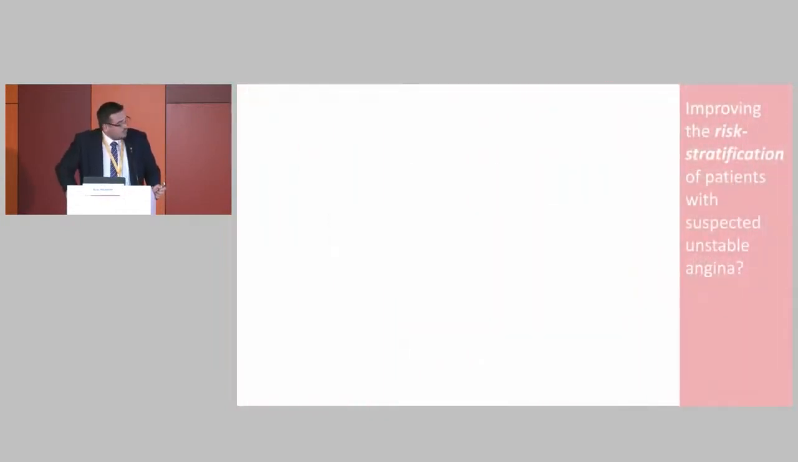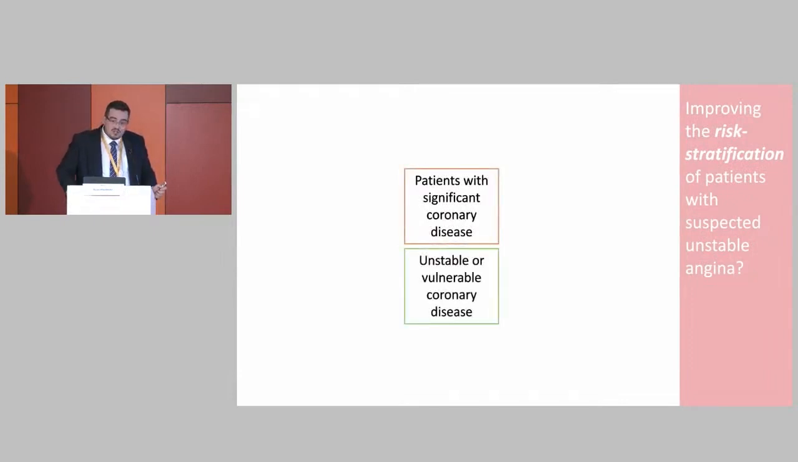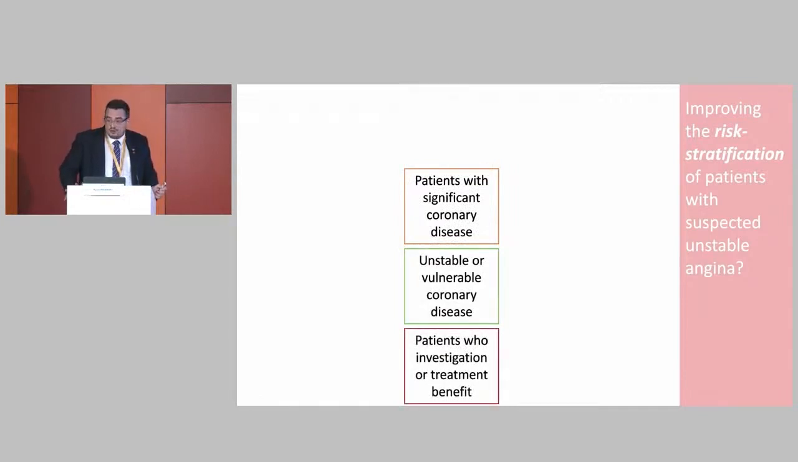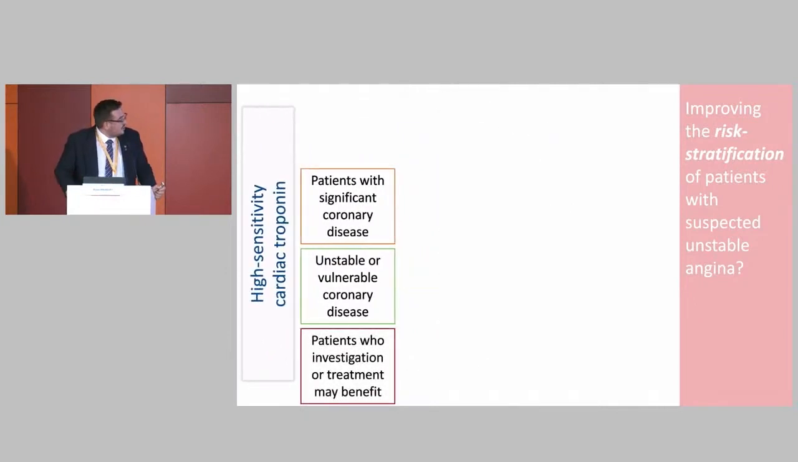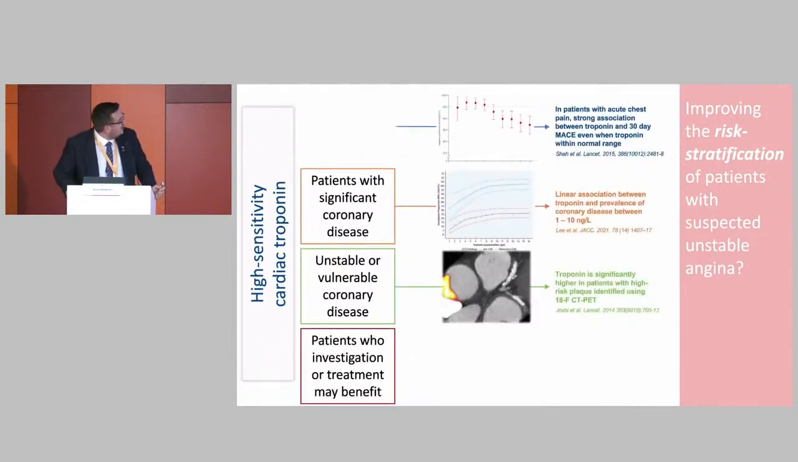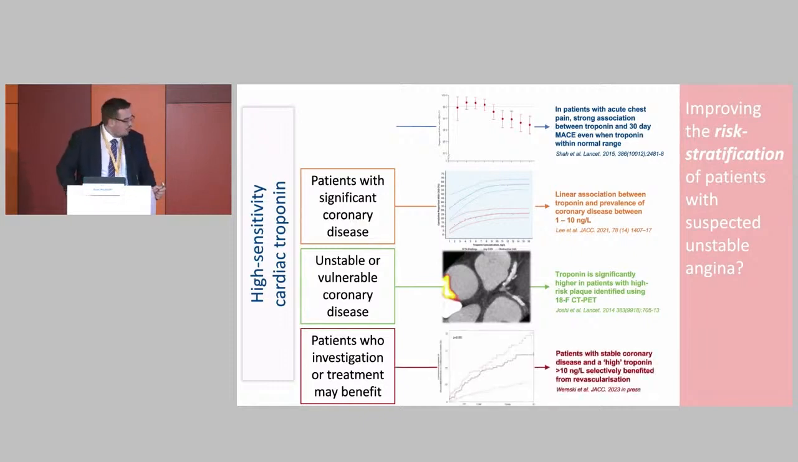Well, any diagnostic tool or any way we could use to risk stratify these patients must be able to identify patients with significant coronary disease, but also identify patients who have vulnerable coronary disease that we could augment with treatments. And of course, high sensitivity cardiac troponin is what I'm going to talk about today, with a number of studies now showing that cardiac troponin can predict events, it can predict burden of coronary disease as well as unstable disease, and some emerging evidence to suggest it could help select patients for selective revascularization who have stable coronary disease.